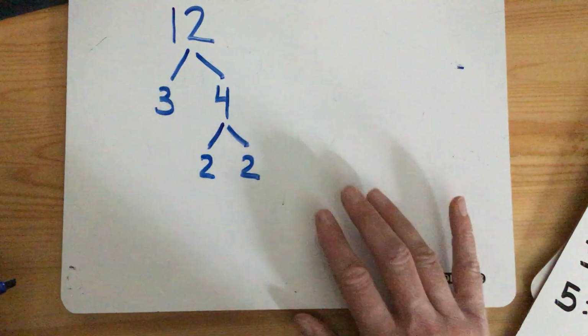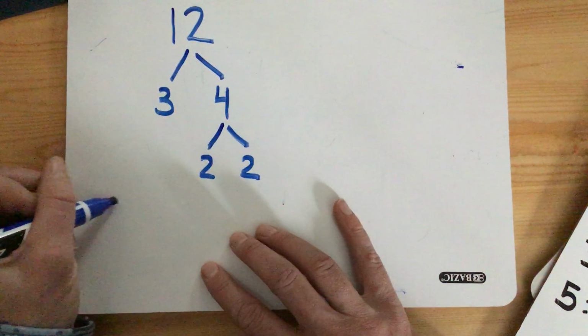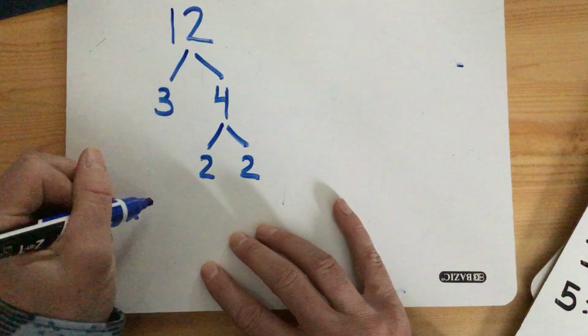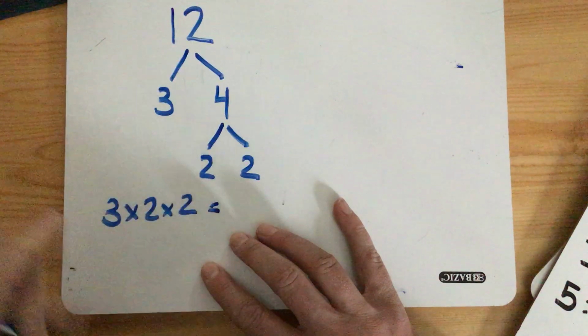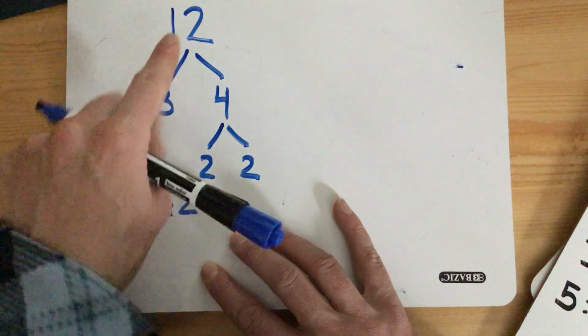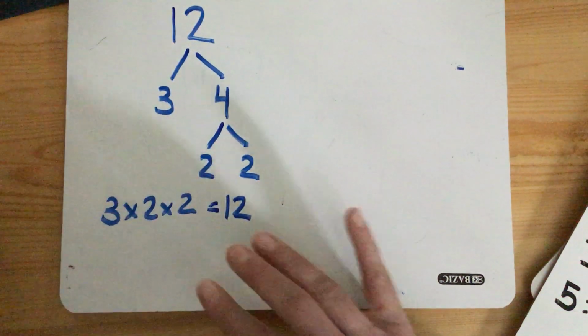So then that is a factor tree of 12. So then at the bottom I could write 3 times 2 times 2. So I took the bottom 3 numbers and I can double check. 3 times 2 is 6. 6 times 2 is 12. So that's a factor tree of 12.